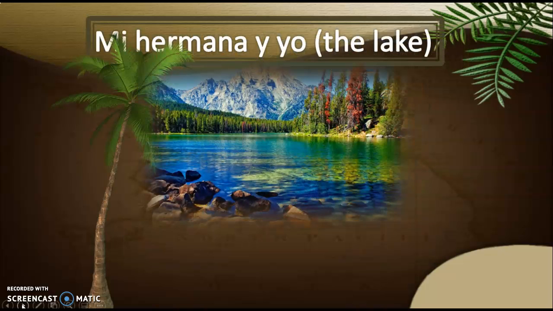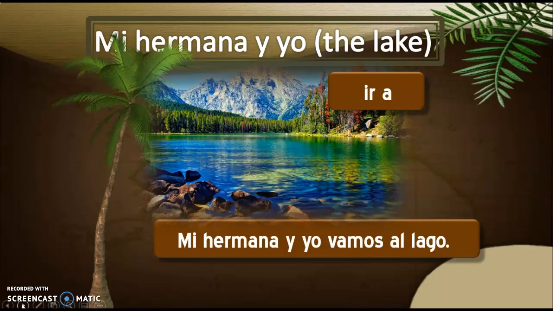Let's try this one. Mi hermana y yo, and we want to go to the lake. Mi hermana y yo, the verb form for ir would be like nosotros, because the subject is we. So you would say, mi hermana y yo vamos al lago. Vamos al lago. Did you notice that when we made this sentence, the a and the el contracted to al? Same thing that happened when you had de and el, and it contracted to del. So a plus el contracts to al.